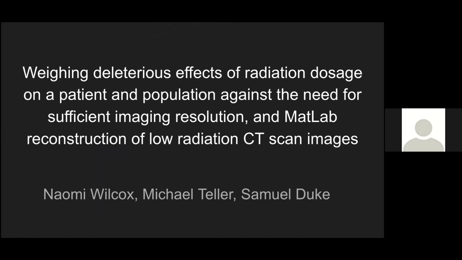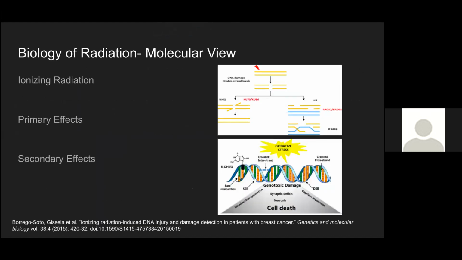Okay, so our presentation is on weighing the deleterious effects of radiation dosage on a patient population against the need for sufficient energy and imaging. So I'm going to begin with the biology of radiation. We talked in this class explicitly about how radiation is bad. Obviously, dosage is something we have to take into consideration when doing CT imaging. But in what ways is it bad for the patient, or what do the actual effects look like?